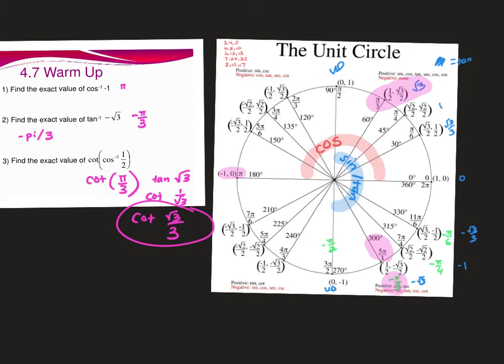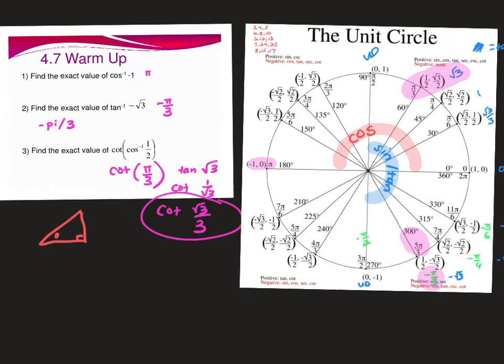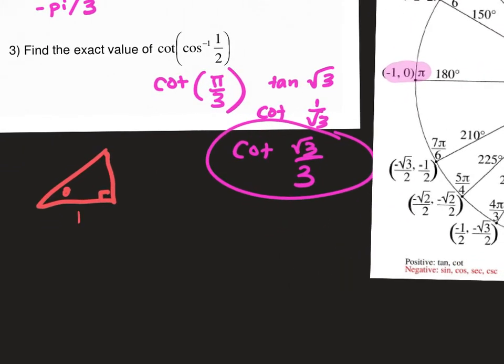You can also find it by doing a right triangle. If I didn't use my unit circle, I could set up my right triangle. Cosine would be adjacent over hypotenuse, so I would set up those two sides and use the Pythagorean theorem to find the missing side. X equals the square root of 3, and these would be kept exact.